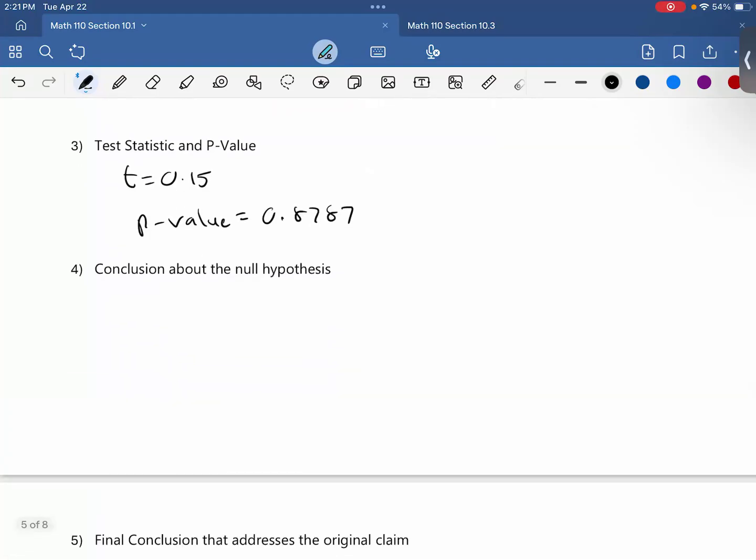For our conclusion, we need to compare our p-value and our alpha. Which one's bigger, which one's smaller? Our p-value was 0.8787 and our alpha was 0.05. So which is bigger? It looks here that our p-value is bigger. And when our p-value is bigger, we fail to reject the null.